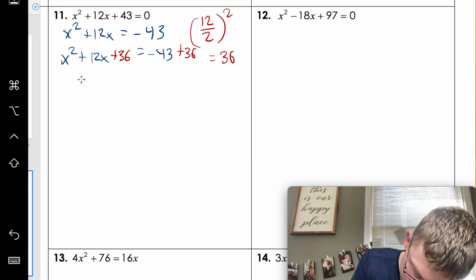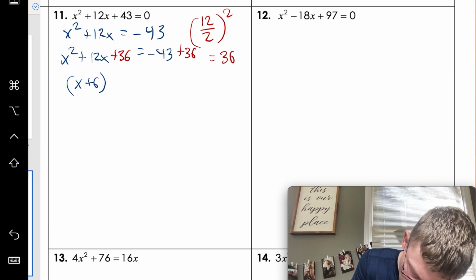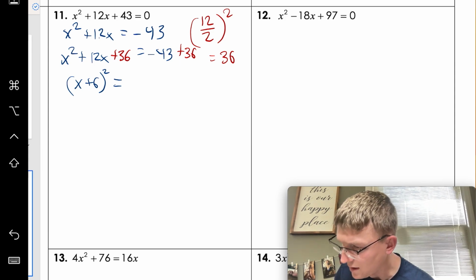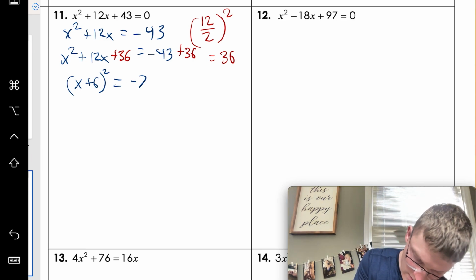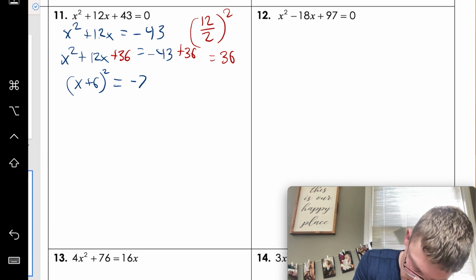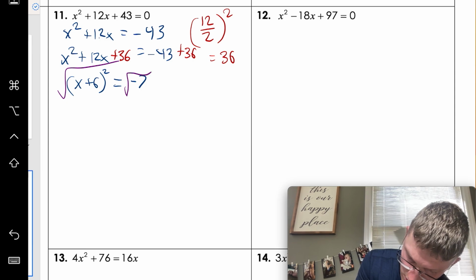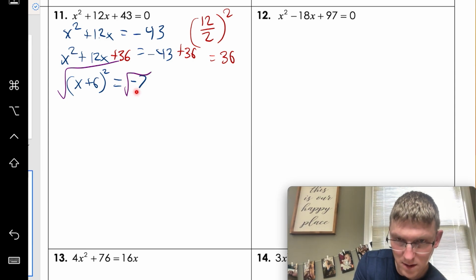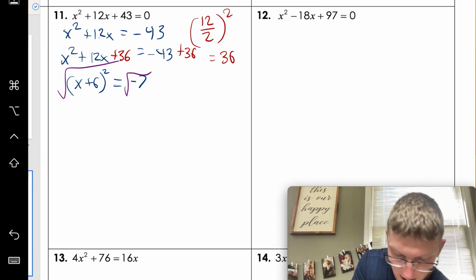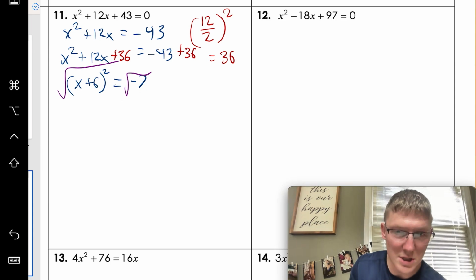So we factor the left. We've got x plus 6 squared equals negative 43 plus 36, which is negative 7. I can already tell you the square root of negative 7 is nothing interesting. So we're going to square root both sides. And oh no, we have a negative sign under there. Maybe that's why they call this complex. Anyway, we know how to do that. We're just going to use imaginary numbers.